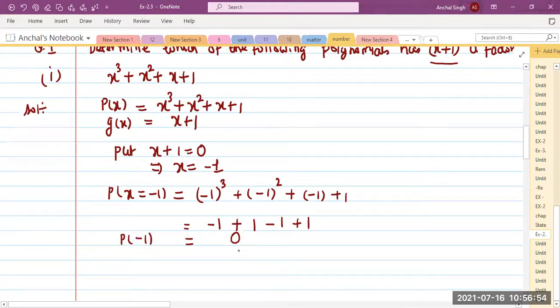The remainder is coming 0. So by factor theorem, if pa is equal to 0, then what can you say? Then you can say that x minus a is a factor of px. So over here you will write, therefore, x plus 1 is a factor of x cube plus x square plus x plus 1. Okay.